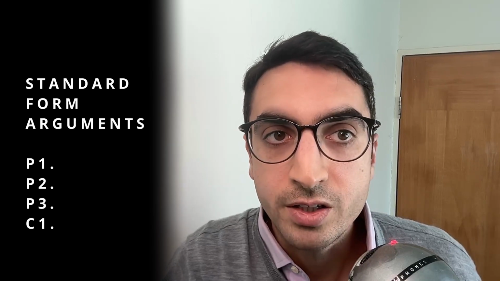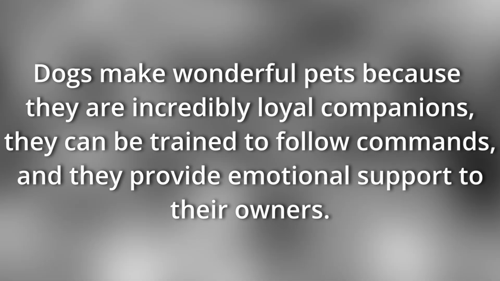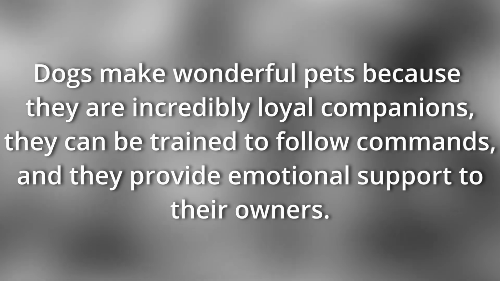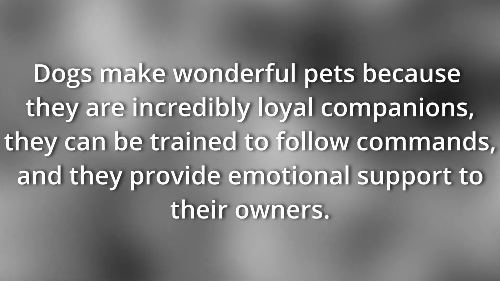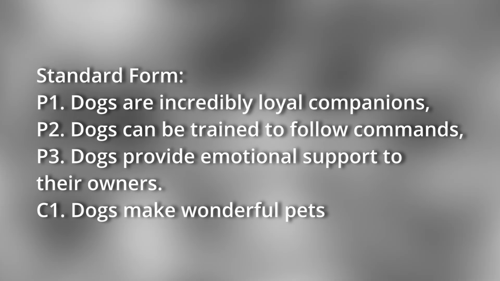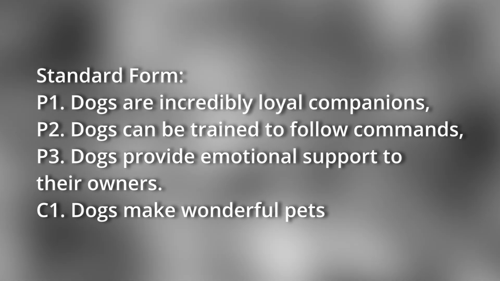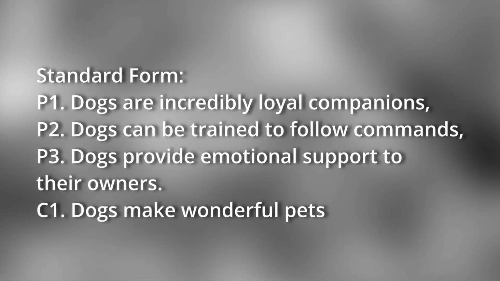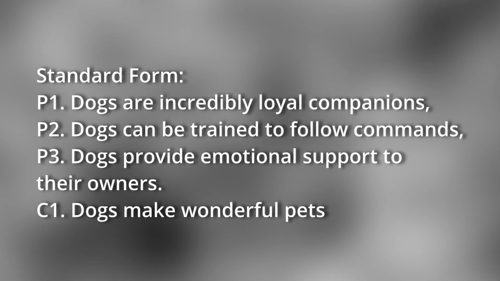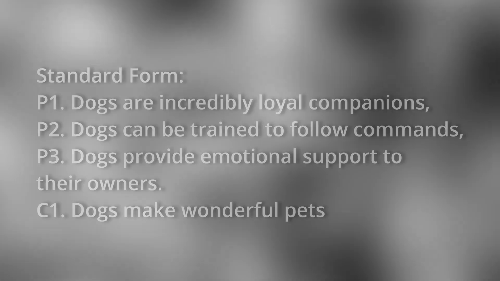So let's use the dog example to see how this works, which is still relatively simple. So we only have one conclusion to worry about. I'll say the argument again. Dogs make wonderful pets because they're incredibly loyal companions. They can be trained to follow our commands, and they provide emotional support to their owners. In standard form, this looks like this. P1. Dogs are incredibly loyal companions. P2. Dogs can be trained to follow commands. Premise 3. Dogs provide emotional support to their owners. Therefore, C1. Dogs make wonderful pets.